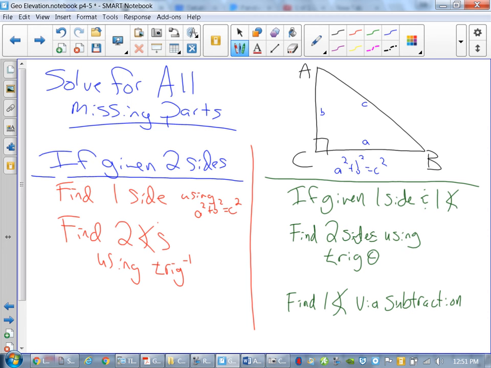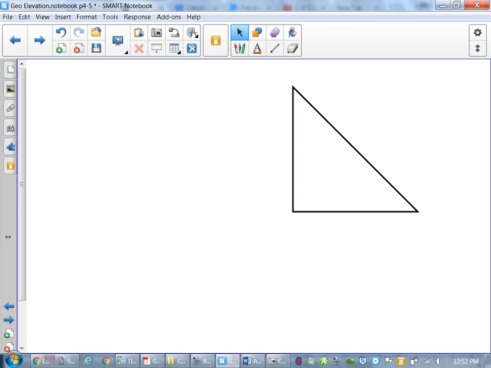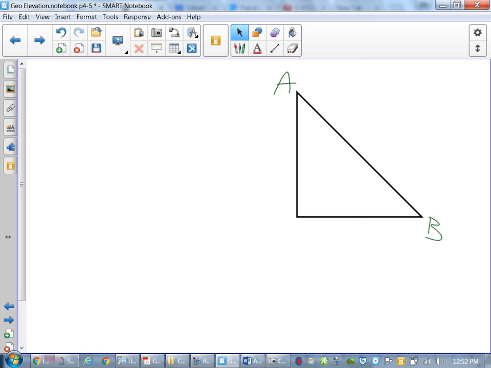You've just solved for one side. You've solved for one angle. Now you're just going to solve for extra parts. That's what we're looking at doing. So let me show you an example.